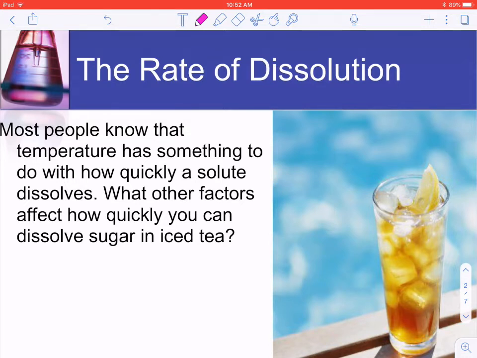Well, speed is an issue, and so it turns out that different things affect the rate of dissolution, aka the rate at which things can be dissolved. And so we know that maybe temperature has a role in this. If you'd like to pause the video and think about what else you might be able to do to make this happen, you can do that. But if you pause the video, let's move forward and talk about these factors.